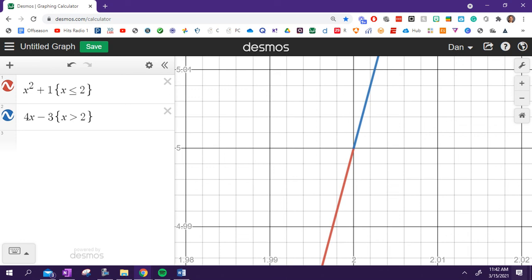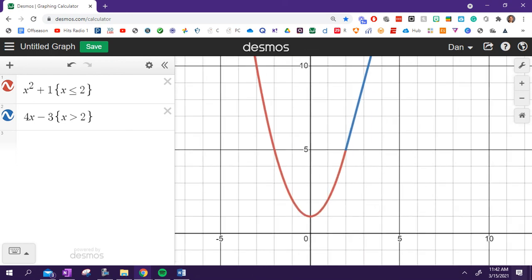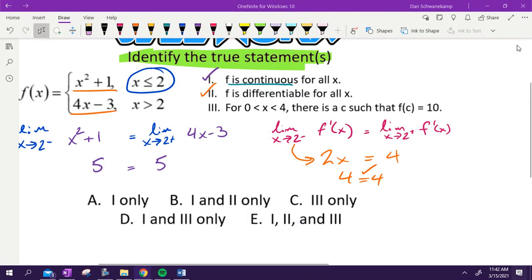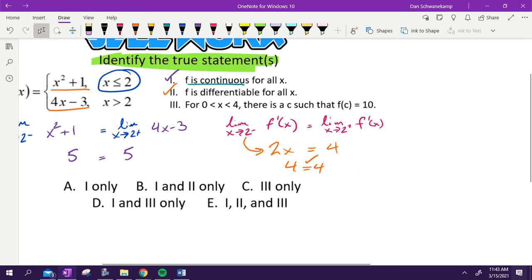You can find the slope right there. It's weird, but you can do it, okay? So because the slopes are equal on the left and the right-hand side, it is going to be differentiable. Make sense? Last one says from 0 to 4, there is a c such that f of c is equal to 10. What are we describing here if we're saying that we have to be equal to some value on an interval? That is an IVT question. In order for IVT to be true, I have to be continuous. Am I continuous here? Yep, so we passed the first bar. What do we need to know in order to decide, am I going to be equal to 10?